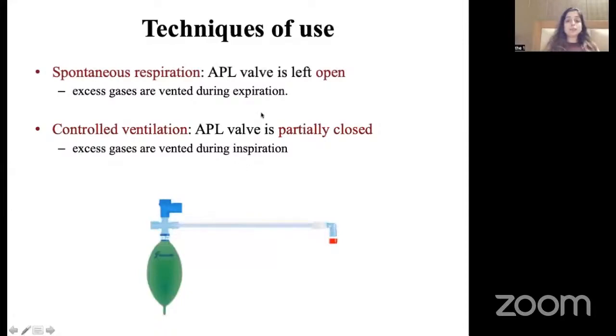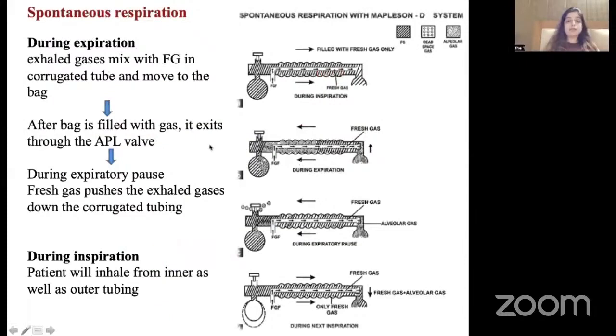Now, how to use this Mapleson D circuit? For spontaneous respiration, again, the APL valve is left fully open like Mapleson A, and excess gases are vented during expiration. While for controlled ventilation, the APL valve is partially closed and excess gases are vented during inspiration. Coming to the functional analysis of the Mapleson D circuit, first we will discuss spontaneous respiration.